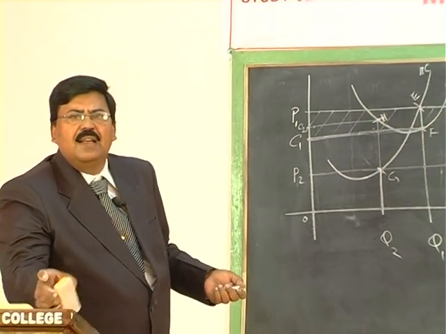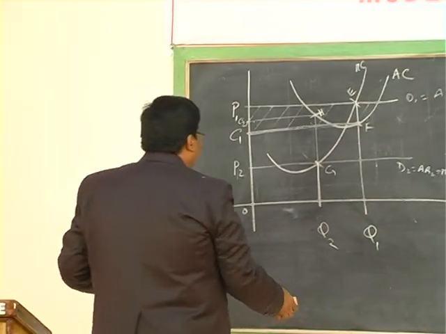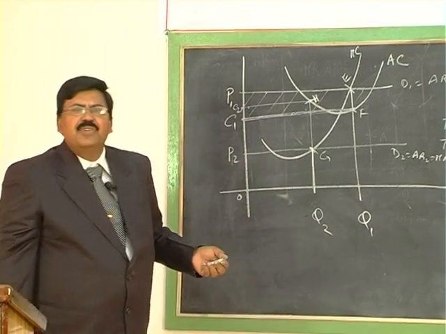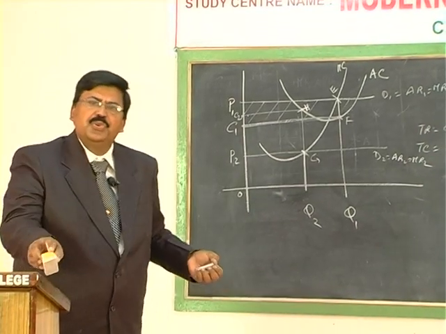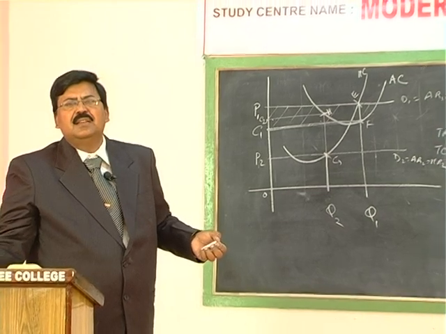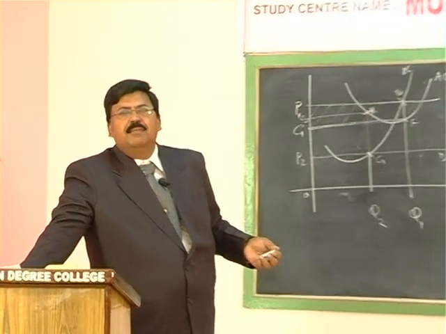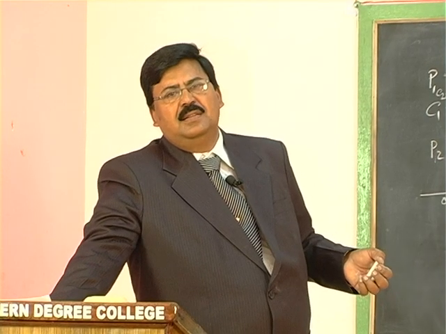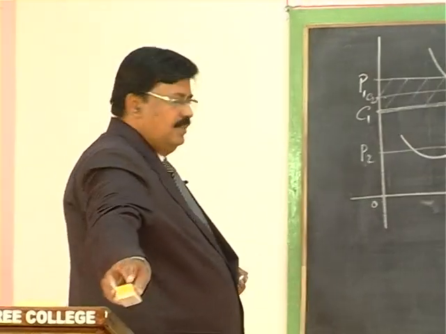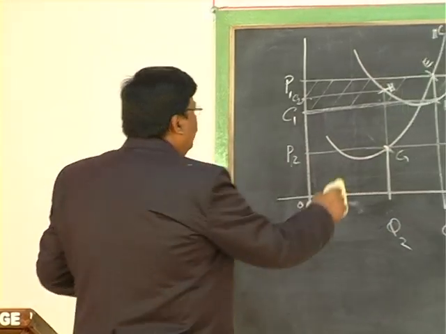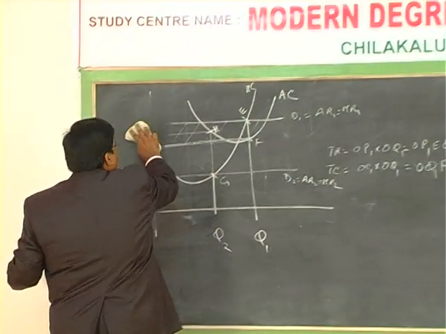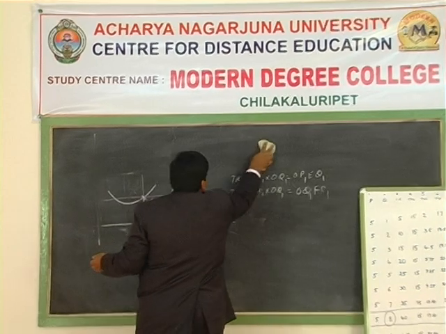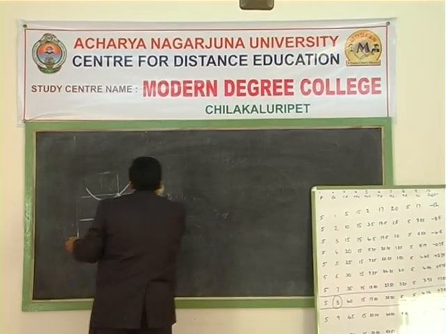Even though it is incurring loss, the loss is minimum. A firm under conditions of perfect competition continues to produce even though it is incurring loss, if and only if by continuing it minimizes loss. Otherwise, it will quit the industry. So to prove this, we need to introduce another curve into the analysis, that is average variable cost.